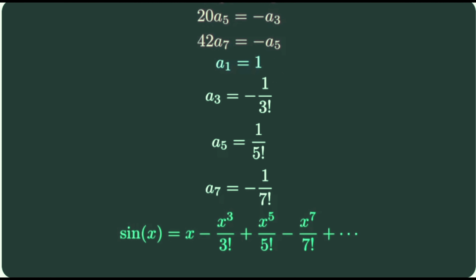Let's see how accurate this series is. We'll graph sine x and the truncated series using 4 terms. Notice how closely they match near 0. That's why Newton's method was so powerful.